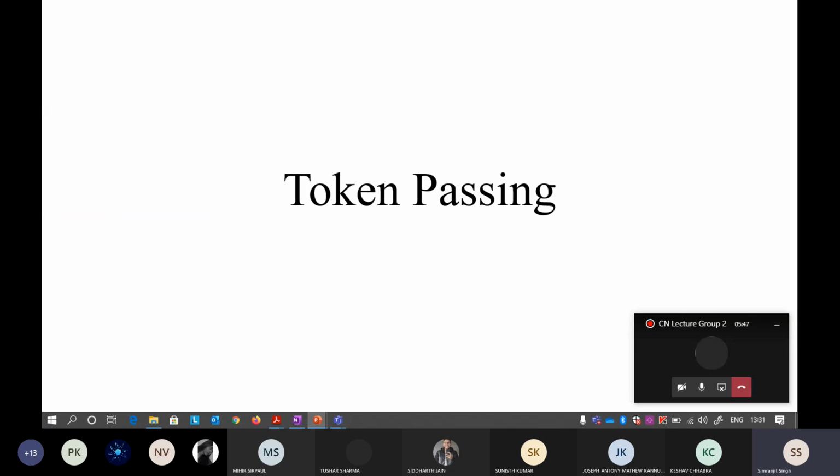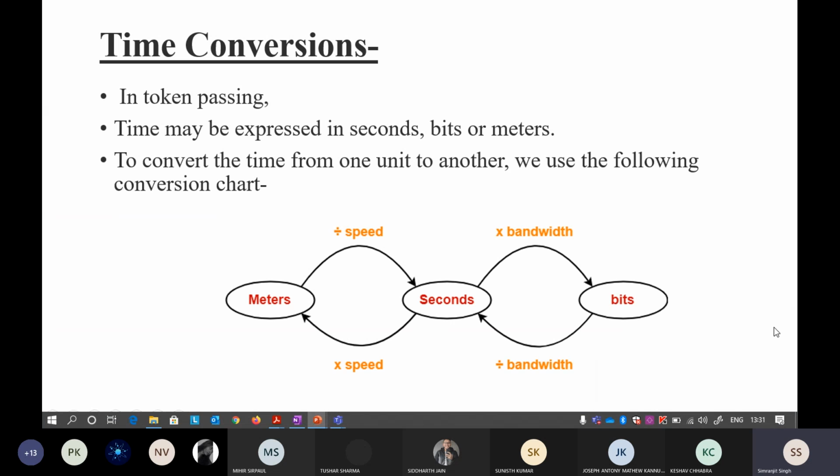In token passing, there is something called a bit time or a meter time. Sometimes they give you the times in terms of bits. So if I say the propagation time is given as 10 bits, and you want to convert this propagation delay into seconds, because it is the length of the packet, you divide this particular time by bandwidth. When you divide it by bandwidth, you will get to know what the propagation delay actually is. So in this topic, the time may be given in bits. The time can also be given in terms of meters as well.